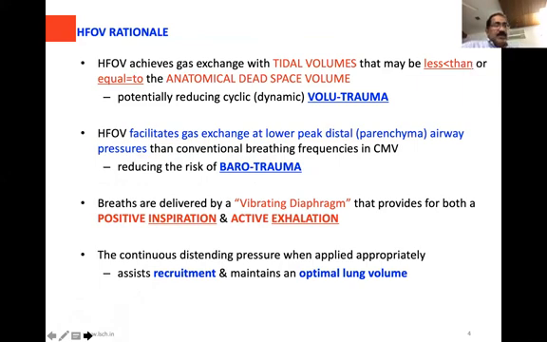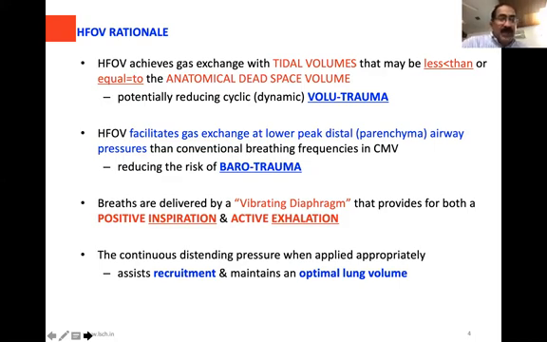Yes. So these are the three basic rationales in high frequency ventilation. Number one, it achieves good gas exchange with tidal volumes that may be lesser than or equal to the anatomical dead space, as I just said. So the big use is that it reduces volutrauma. The second thing is it facilitates gas exchange at lower peak parenchymal airway pressures than conventional ventilation, so it reduces the risk of barotrauma. So these are the two things.